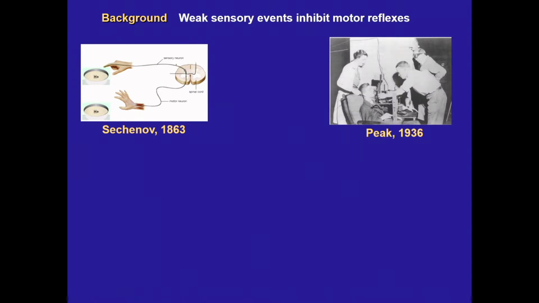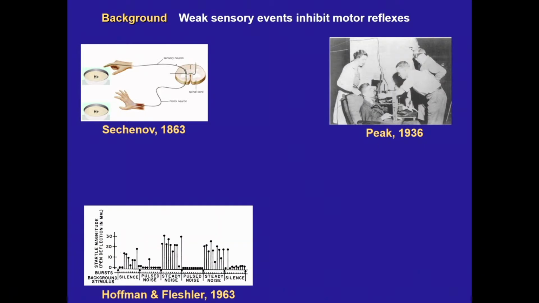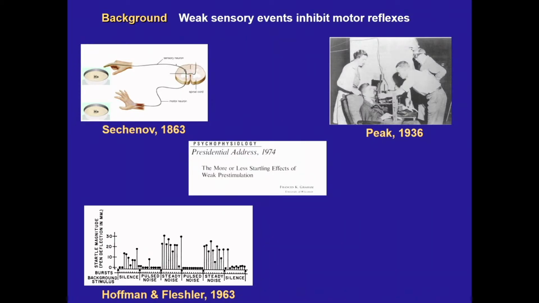Helen Peake, a postdoc at Yale, used this gizmo to swing a wooden spoon at Yale undergraduates' faces and then inhibited the blink response with a weak click to the ear. Hoffman and Fleshler published a paper in Science magazine with six rats, Science magazine. On the y-axis is startle magnitude to an intense noise burst, and you see that the startle response completely disappeared when it was superimposed over a background of weak 1 per second sound pulses. And Fran Graham summarized this in her 1974 presidential address to the Society of Psychophysiology.